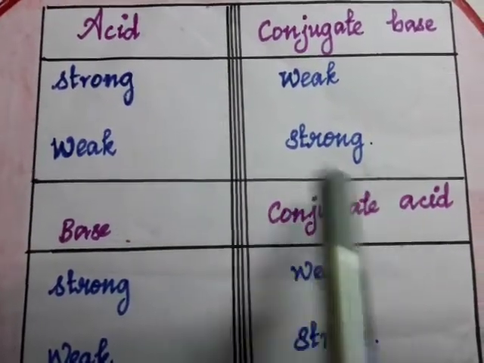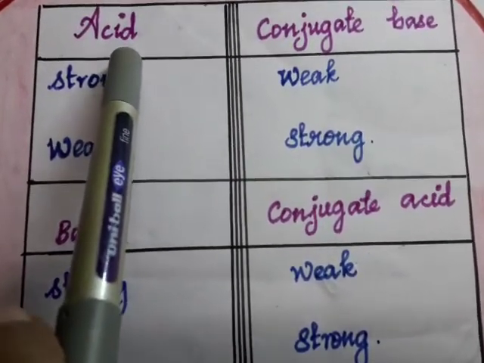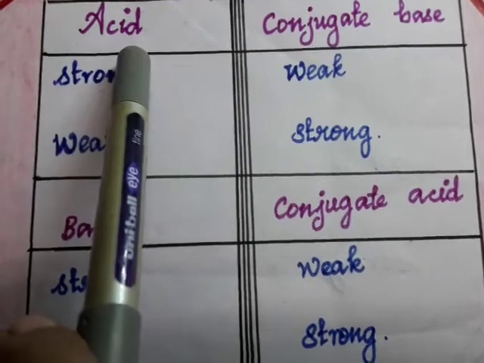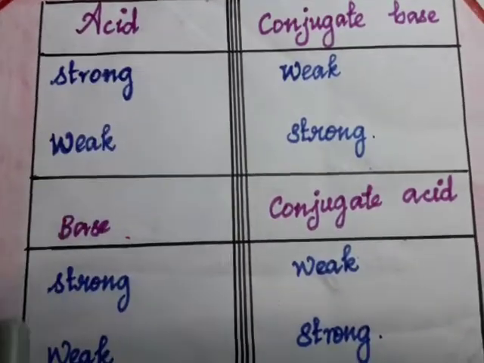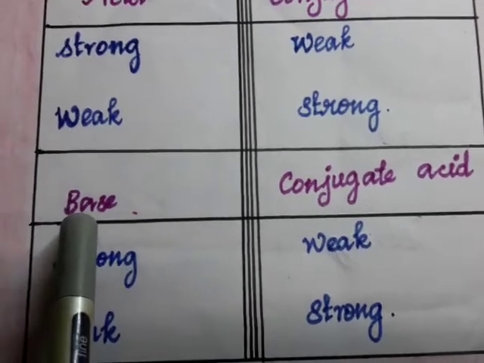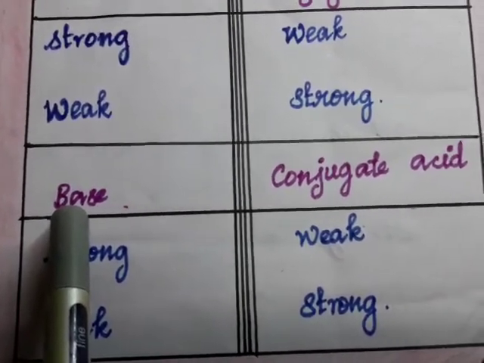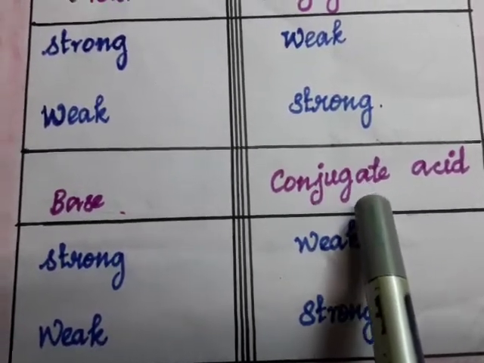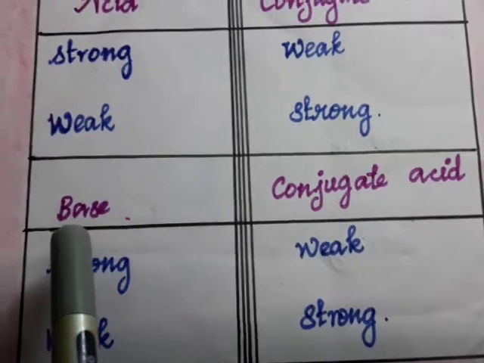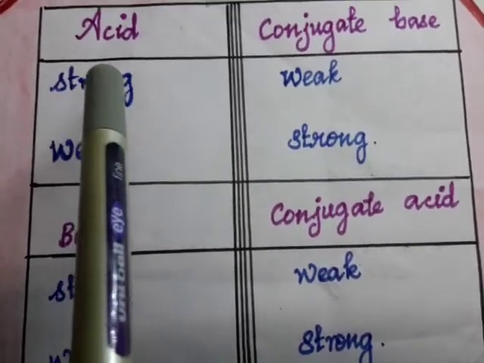Have you understood? After the removal of H plus ion in the acid, the remaining negative ion is said to be the conjugate base of the acid. And after the removal of OH minus ion, the remaining positive ion is said to be the conjugate acid of the base. Now we are going to learn the concept.